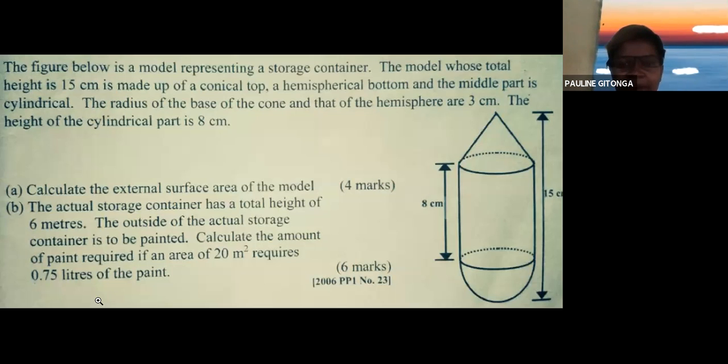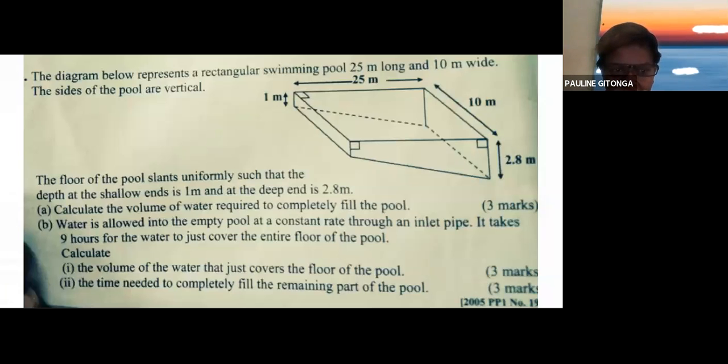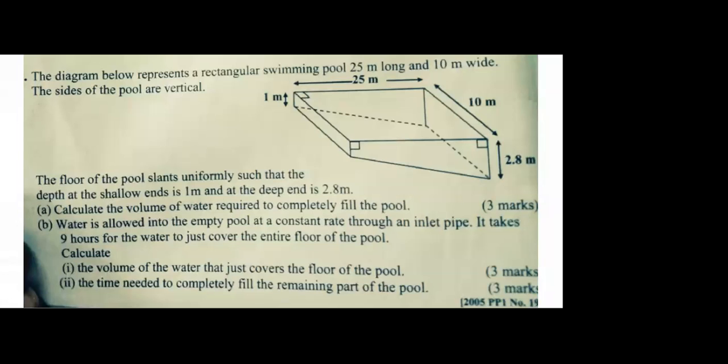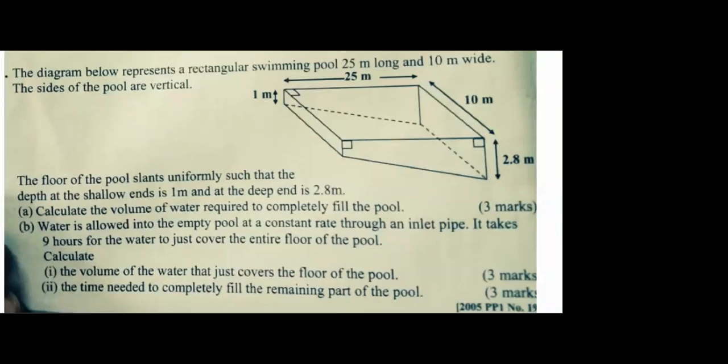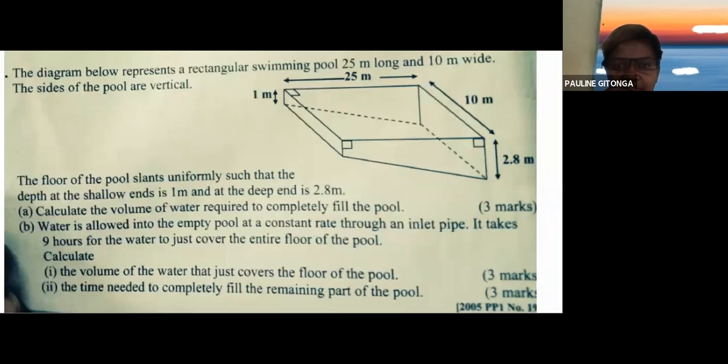We have the wedge. The diagram below represents a rectangular swimming pool of 25 meters long and 10 meters wide. The sides of the pool are vertical. The floor of the pool slopes uniformly such that the depth of the shallow end is 1 meter and at the deep end is 2.8 meters. Calculate the volume of water required to completely fill the pool.